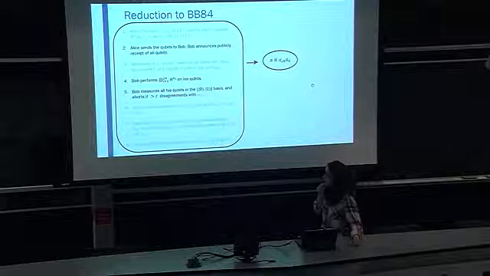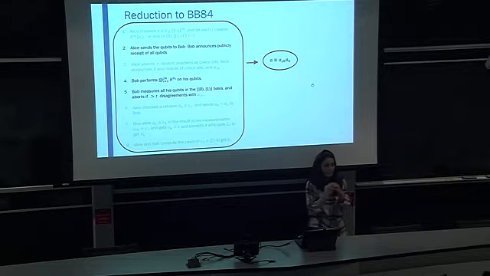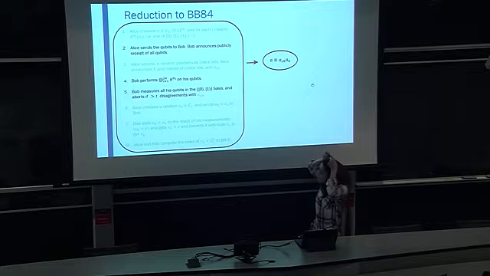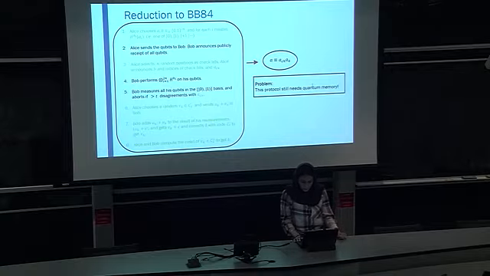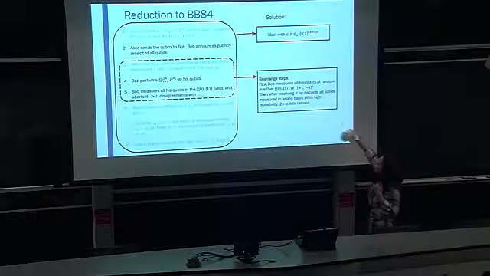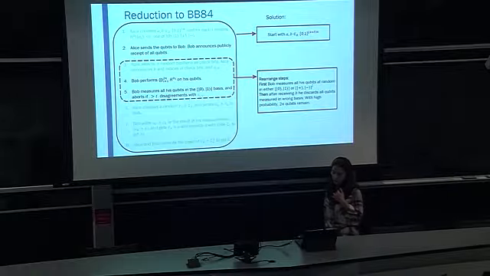I said that BB84 does not need quantum memory, while here I'm assuming that after Bob receives the qubits, he keeps them and waits for Alice to send B. And so he needs quantum memory here. But this problem can be easily solved by Alice, instead of preparing 2n bits at the beginning, preparing a little more, so 4 plus delta n bits.